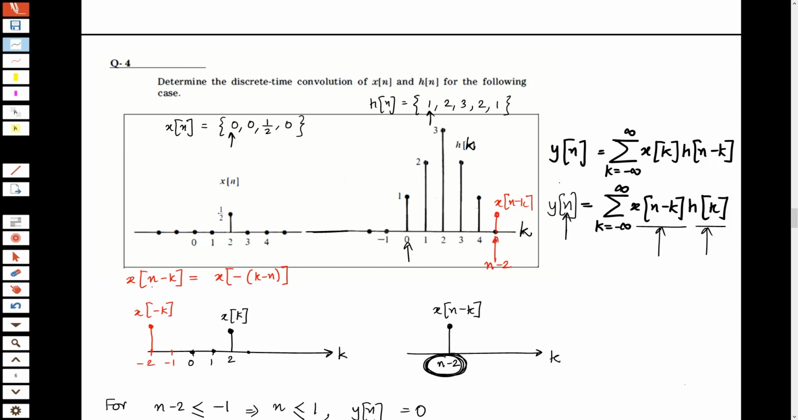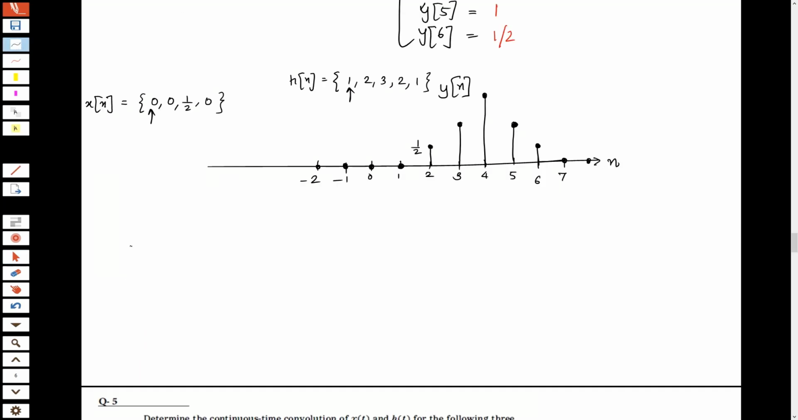If we took both of these down and used the shortcut, let us cross check if we would have gotten the same thing. So I write this sequence here: 0, 0, half, 0. Why I took the 0 is because I need the location of the origin. So I needed to take it till the origin. And the other one is 1, 2, 3, 2, 1.